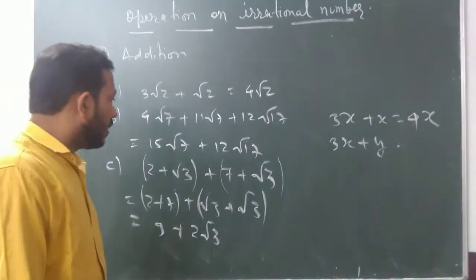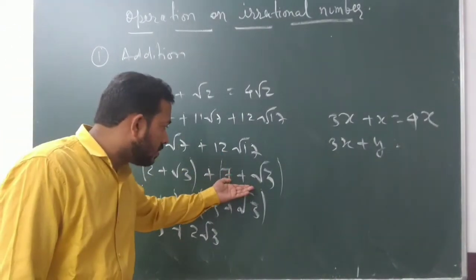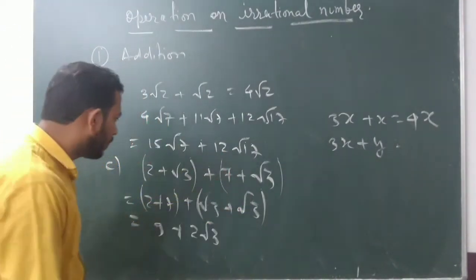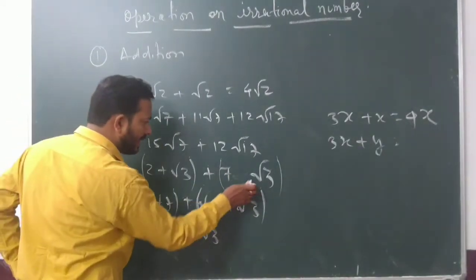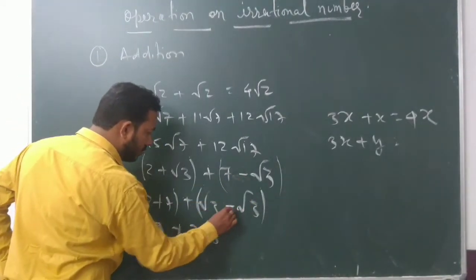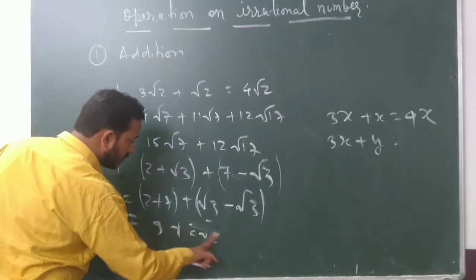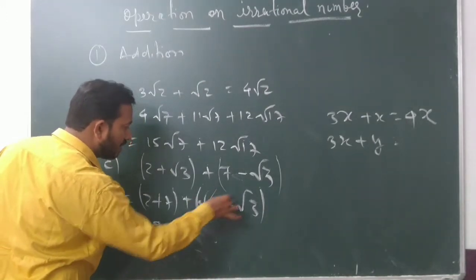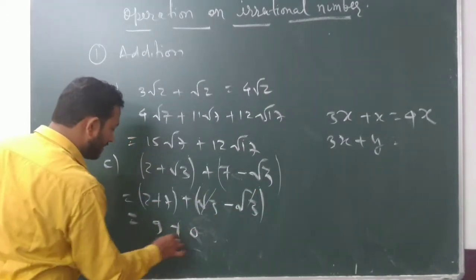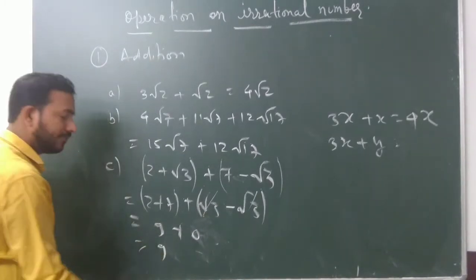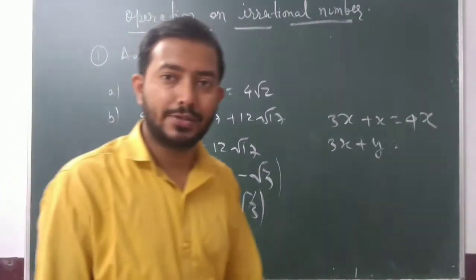Okay. Now if there is a minus symbol, no problem. If we take minus here, we will get 0. Why? Because these two will cancel each other, we will get 0. That is 9 plus 0, what is that? 9. This will be your answer.